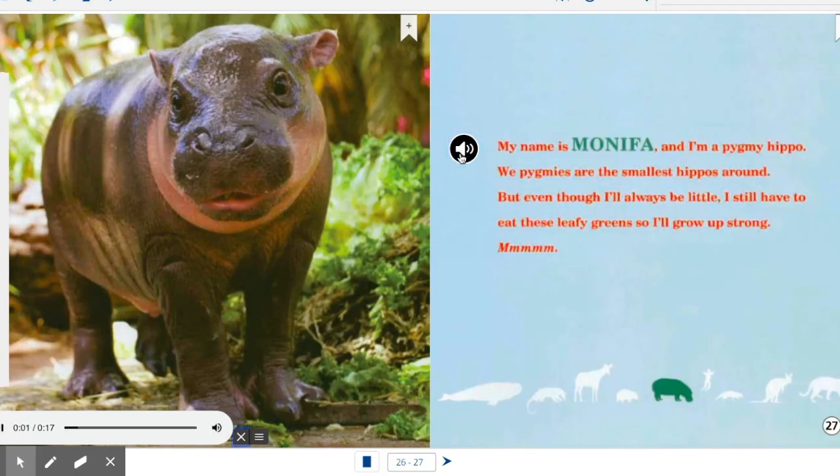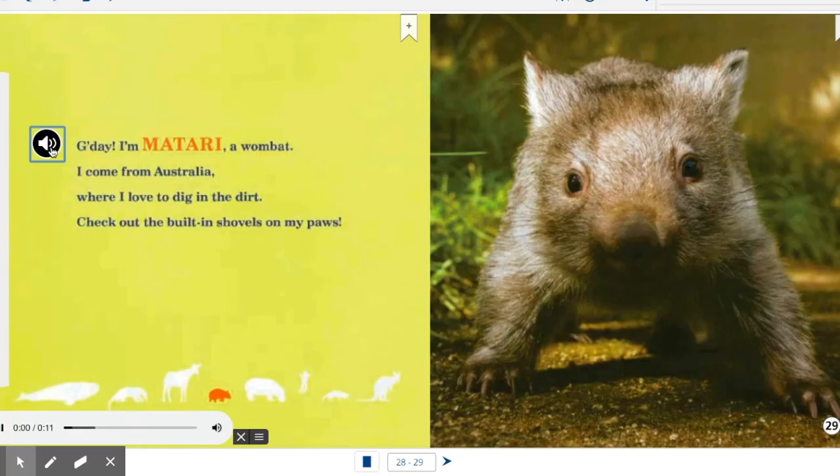My name is Manifa, and I'm a pygmy hippo. We pygmies are the smallest hippos around. But even though I'll always be little, I still have to eat these leafy greens so I'll grow up strong. Mmm. Good day. I'm Atari, a wombat. I come from Australia, where I love to dig in the dirt. Check out the built-in shovels on my paws.